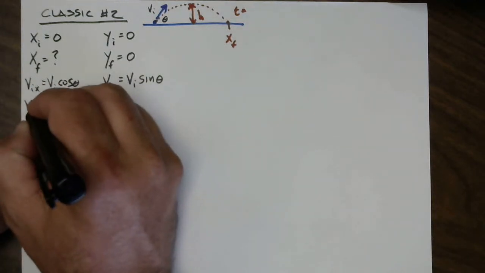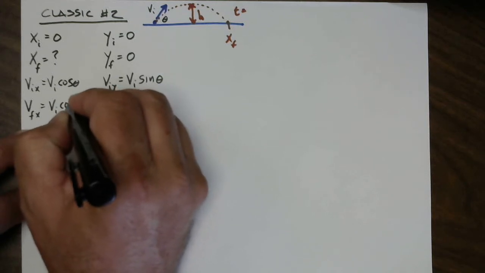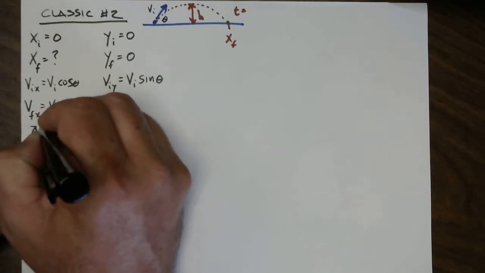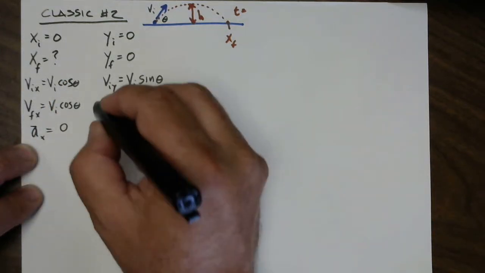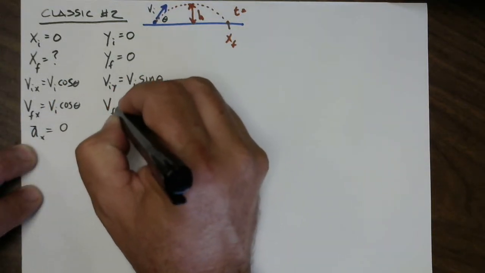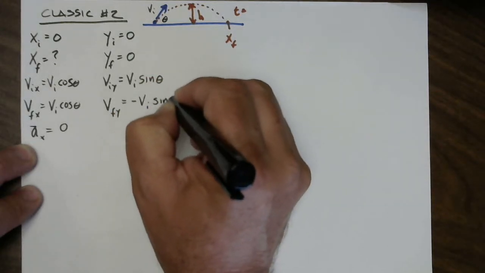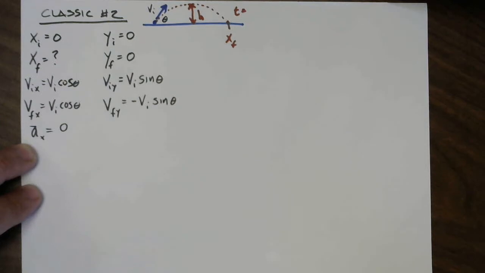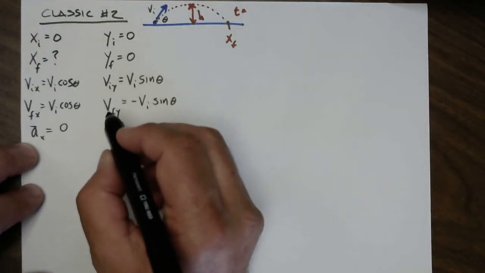The final velocity in the x direction is equal to the initial velocity in the x direction, and that's because the acceleration in the x direction is 0, so this velocity never changes. However, the final velocity in the y direction actually reverses, and by the time it lands, it will have the same speed, but the opposite direction of y direction velocity. I have not proven this to you yet, but we can do that at any time, anybody who's curious.